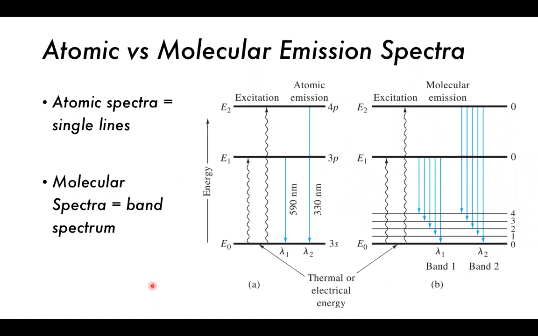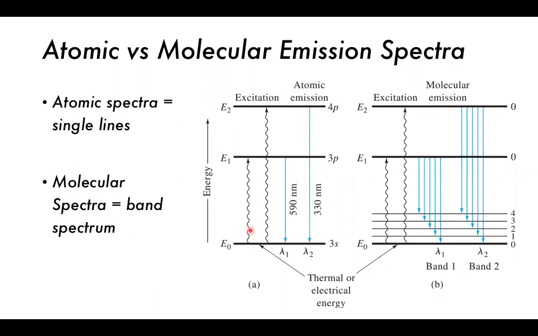Atomic versus molecular emission spectra. So atomic spectra equal single lines, and molecular spectra equal band spectrum. So here we have atomic spectra, single lines. So we have absorptions here and here. Because there are no bonds, there are no vibrations or rotations, and so any relaxations are simply down to the ground state or from the second to the first excited state. So the number of possibilities is much lower.